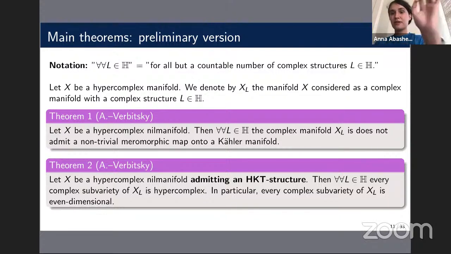Okay, so if X is a hypercomplex nil manifold admitting an HKT structure, then for a generic complex structure induced from the quaternions, every complex subvariety of X_L is hypercomplex. In particular, every complex subvariety is even dimensional.